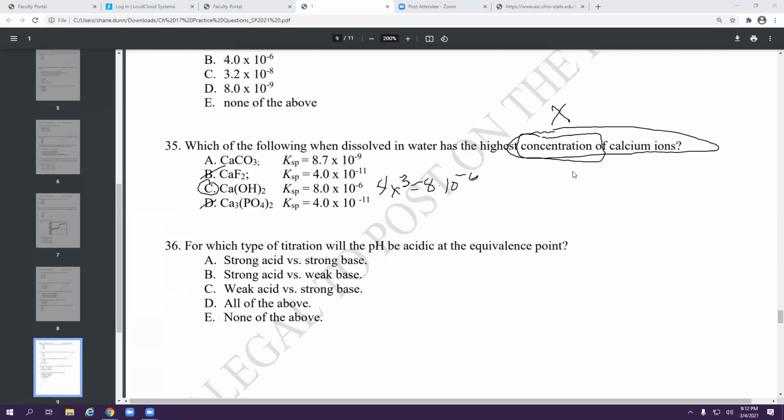B and D are eliminated because they're exactly the same KSP value-wise, and they are not the same thing, so it doesn't make any sense, right? And since this one is the smallest one, it will give you the highest X value. Does that kind of make sense? Well, sorry, that's the biggest KSP. So the biggest KSP will give you the biggest X value. Sorry, my bad. I misspoke.